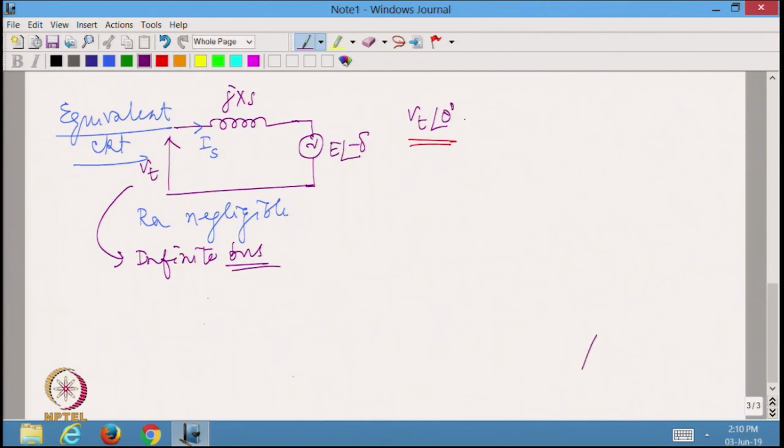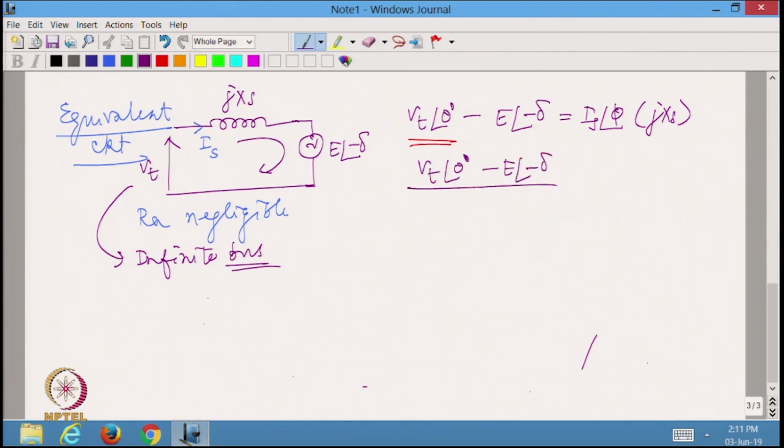Now, Vt angle 0 minus E angle minus delta is going to be equal to Is angle phi, I do not know what power factor angle is going to be there in this, multiplied by jXs. So, this is going to be the equation, which is essentially the KVL I have written for this particular loop. So, I can write (Vt angle 0 minus E angle minus delta) divided by (Is angle phi) equal to jXs.